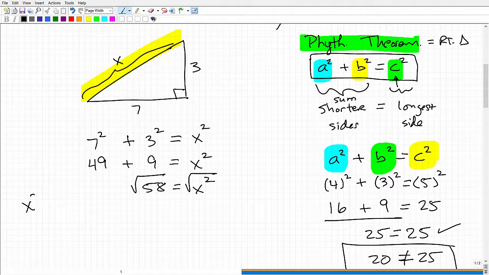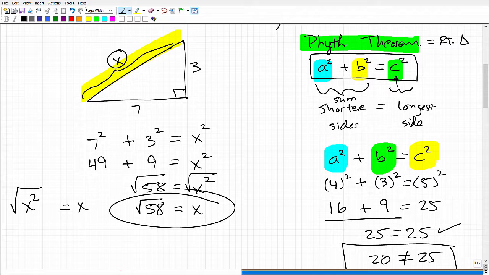See, x squared, if I want to know what x is equal to, I have to take the square root of x squared. All you need to know is that you need to take the square root of this x squared, in fact, to get to x. All right, so the square root of x squared is x, and that's what I'm looking for, right? And that is the square root of 58. And you can go on your calculator and actually get a decimal for that.